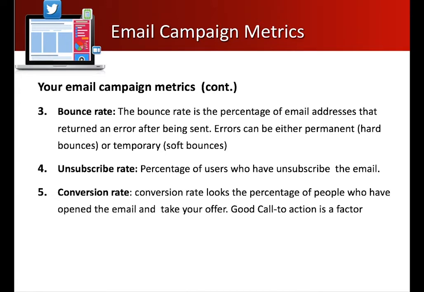Unsubscribe rate is the percentage of users who have unsubscribed from your emails. You want that number to be as low as possible because you don't want people to unsubscribe. If the unsubscribe rate is too high, that means the content of those emails is not relevant to your audience. And that's the reason they probably decided to unsubscribe. Conversion rate. Again, if you have a goal, you calculate the conversion rate the same way you calculate the conversion rate for the other campaigns that I described a few minutes ago.